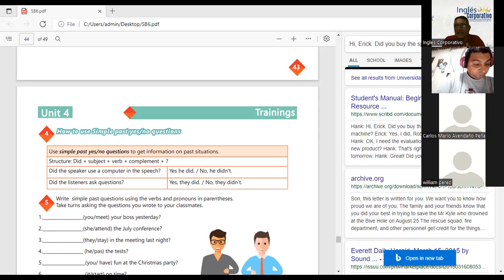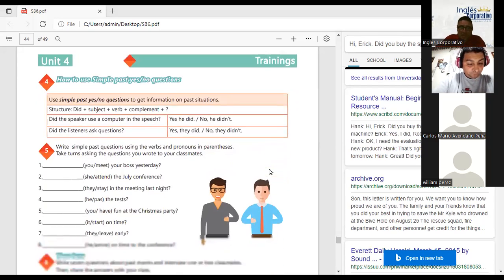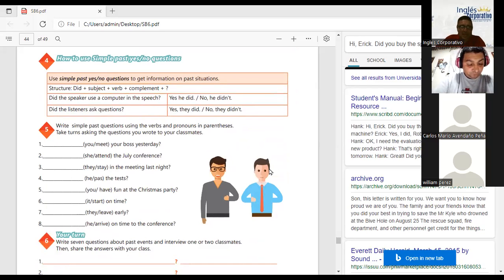Usted puede analizar, en ambos casos, la pregunta va con did. Fix se queda en su forma base. Send se queda en su forma base. ¿Por qué razón? Porque el did se encarga de conjugar toda la oración a tiempo pasado. Entonces el verbo se queda en su base form. Questions or comments? No question. Okay. So this is what we will do.